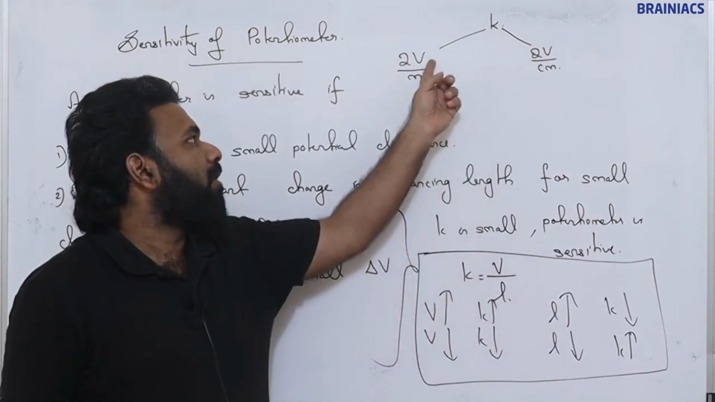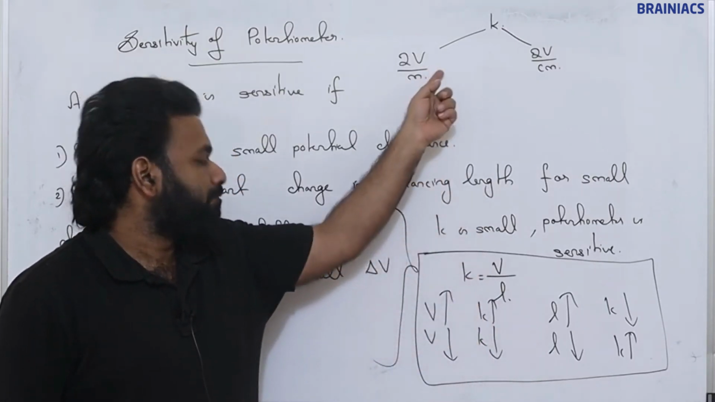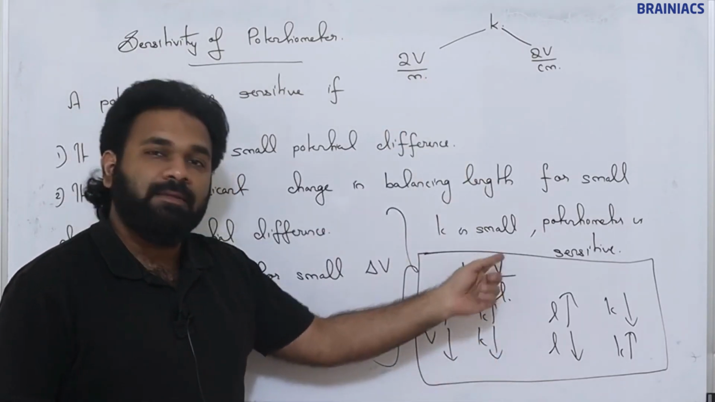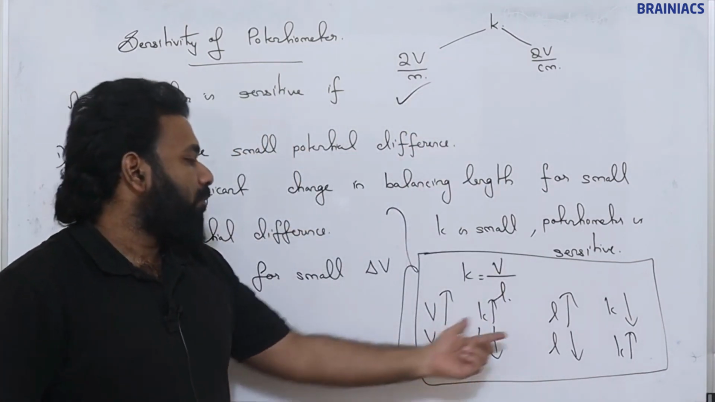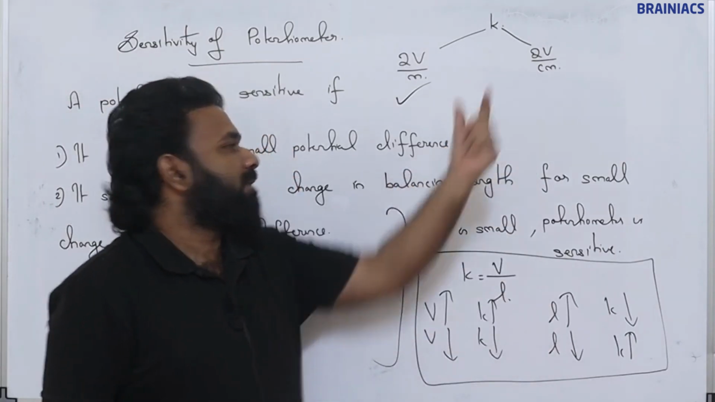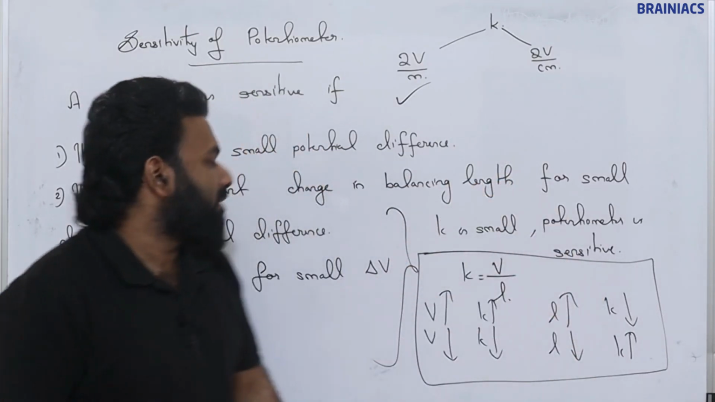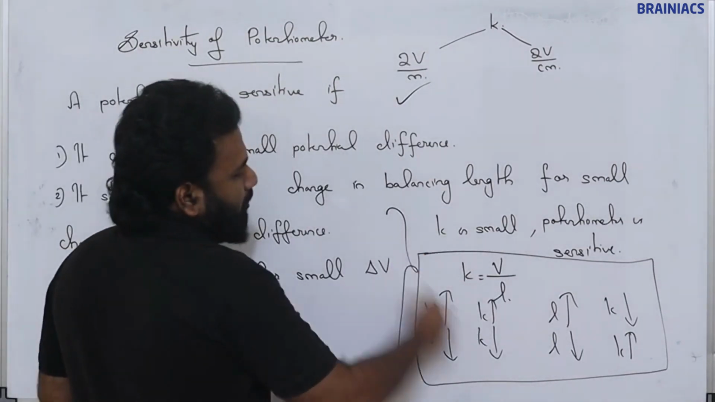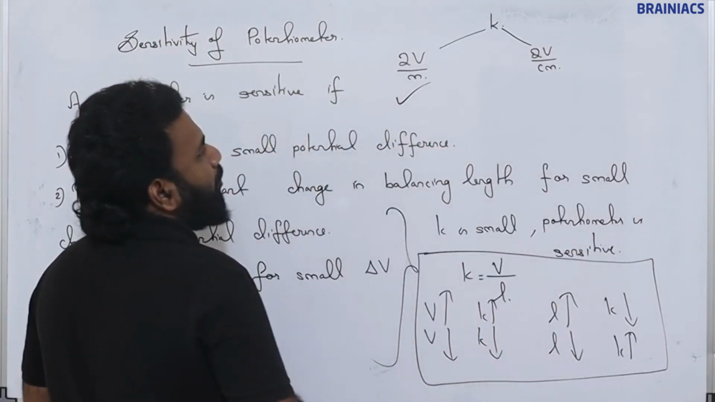Here the voltage is more, so K increases. So this is more sensitive. What about this one? Here the length decreases, so K again increases. So when we decrease the length, K increases. When K is small, the potentiometer is sensitive.